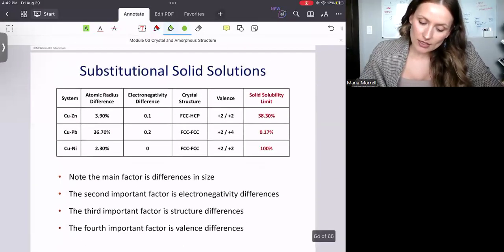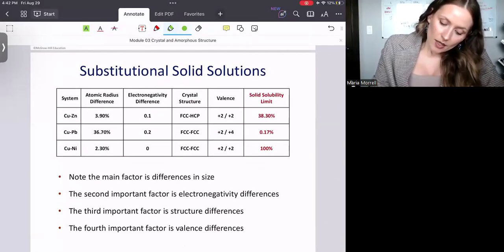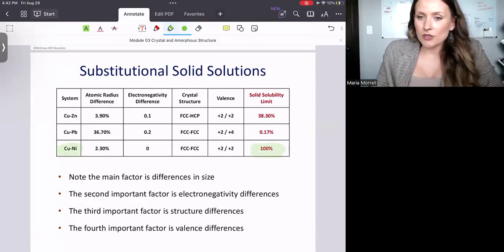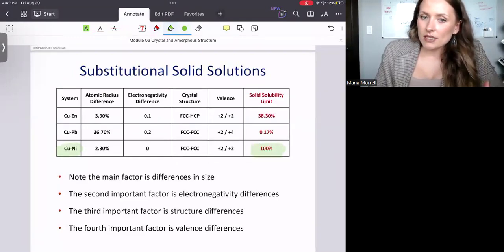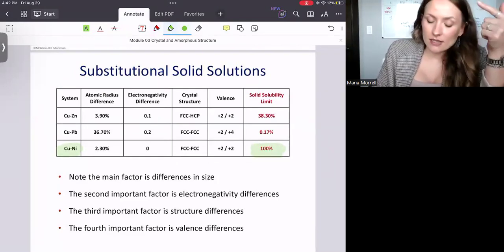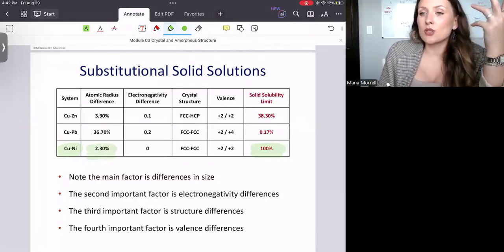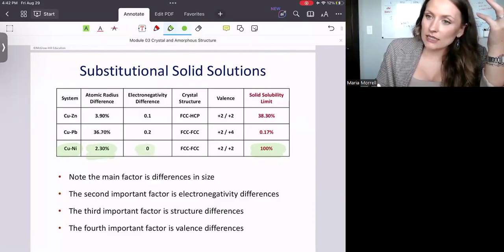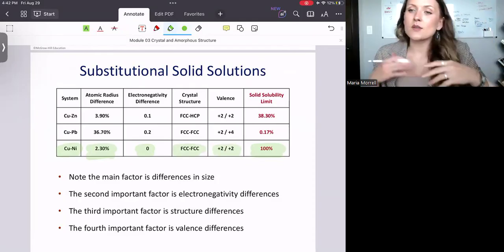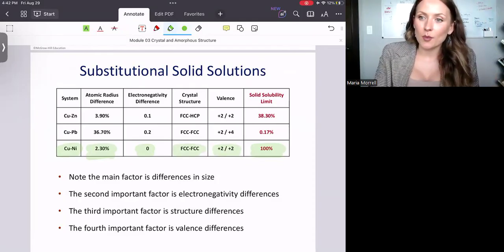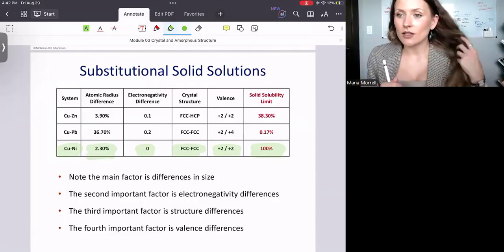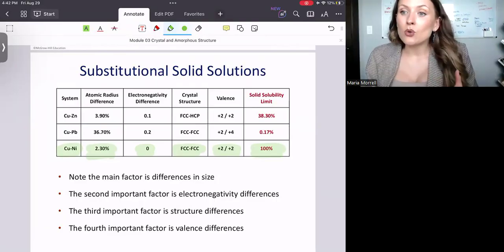Now, guys, let me give you an example like this. Let's look at copper and nickel, right? Because this is the best. The solid solubility is 100%. And let's look at what we are mixing here. Well, the atomic radius difference is present there, but it is exceptionally small, 2.3%. There is no electronegativity difference. They have the same crystal structure and the same valence. And this explains how you can start with pure copper and replace atom by atom. That's not how we do it, but in reality, you could do that to get to a pure nickel, right?